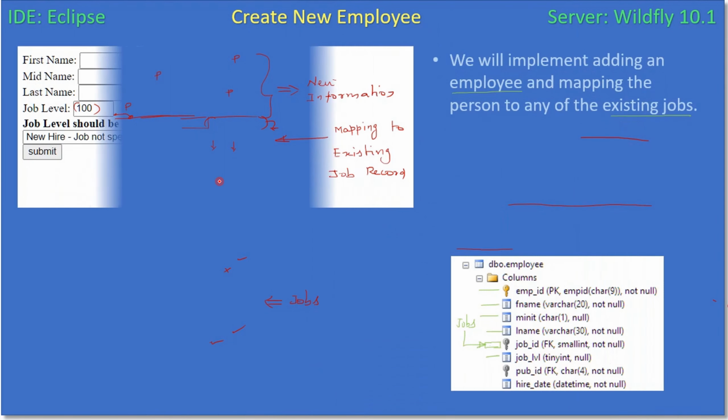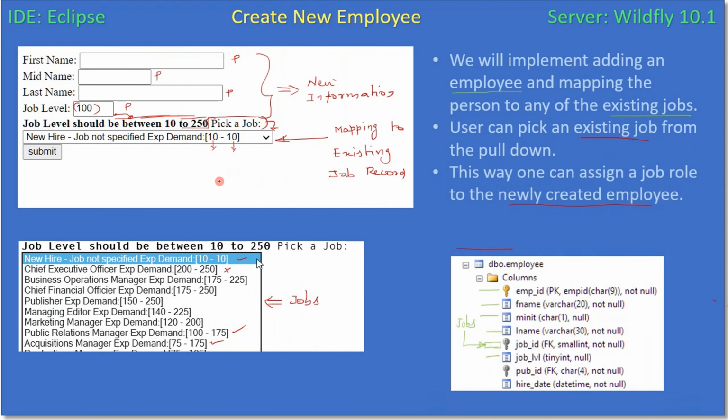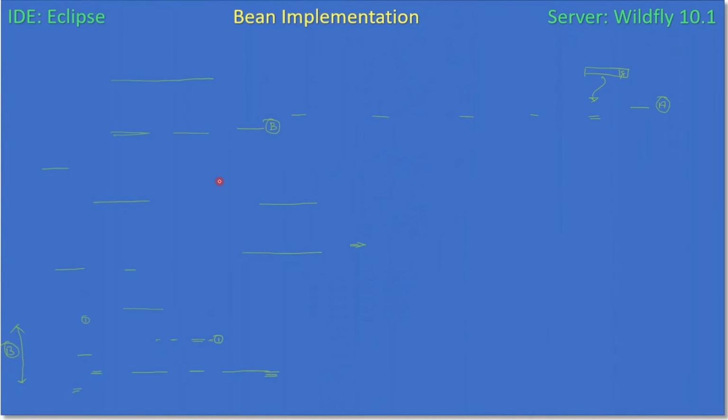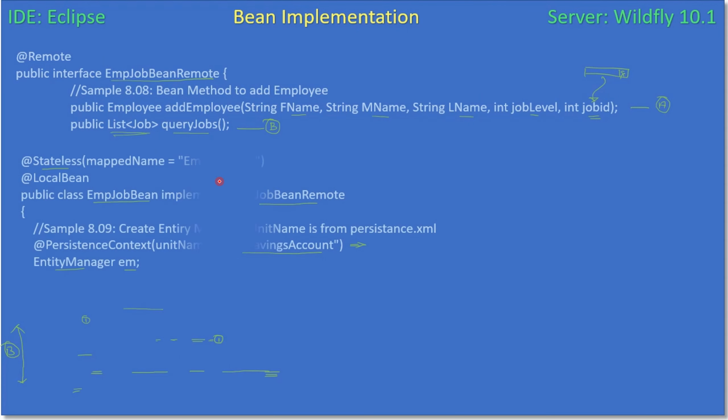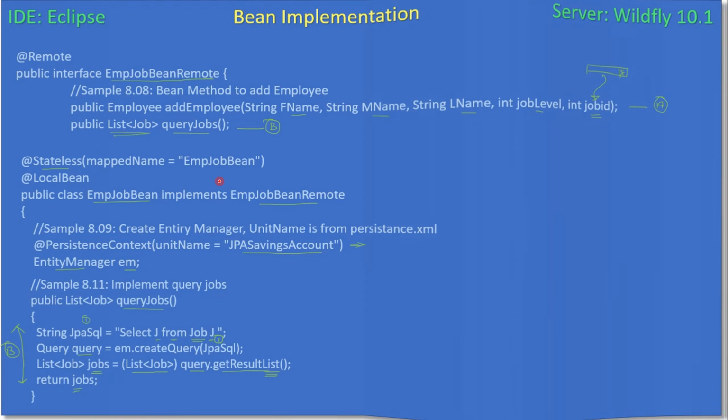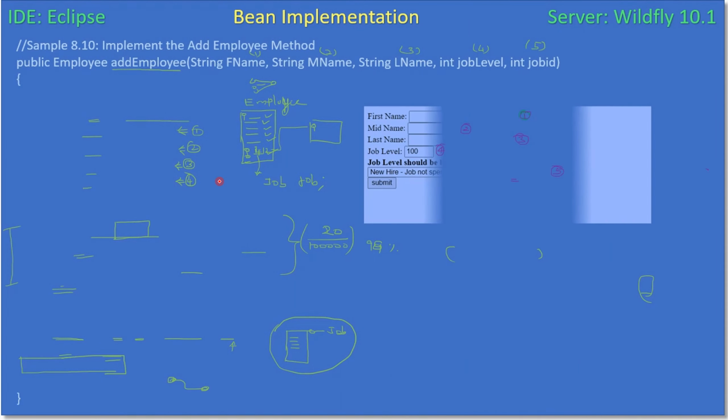Then we created the employee entity. After creating the entities for employee and job, we created the bean layer, job bean remote, and we added functionality. So add job and query job: one is to add the job, and the other will query all the jobs from the database. So that's our first round of implementation.